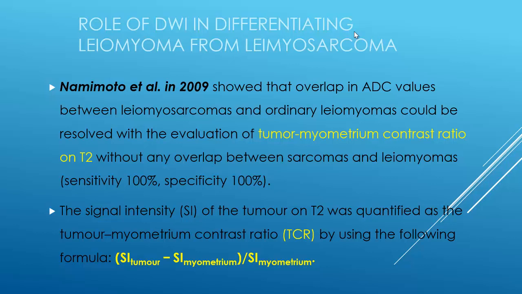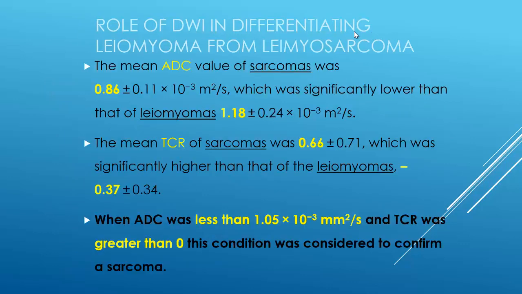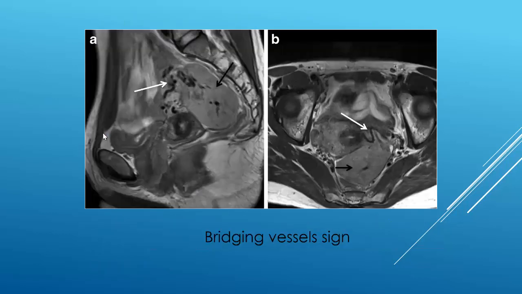This is a study done. I didn't try cases like that, but it is one of the studies done on the differentiation between leiomyosarcoma and leiomyoma. Also the ADC value. Here the ADC value for sarcomas is 0.86, lower than the leiomyoma, which is 1.1. So there is a lower value of ADC with the leiomyosarcoma group.